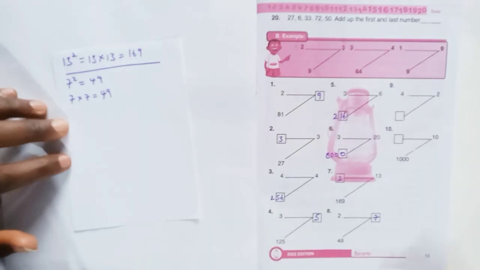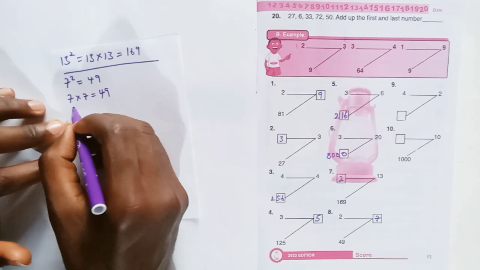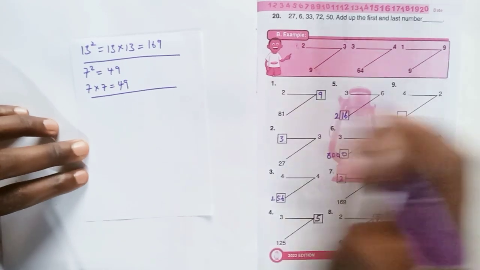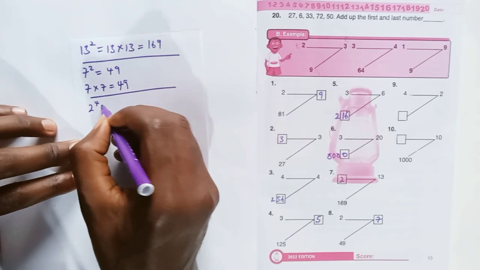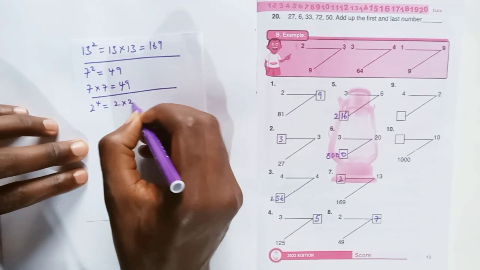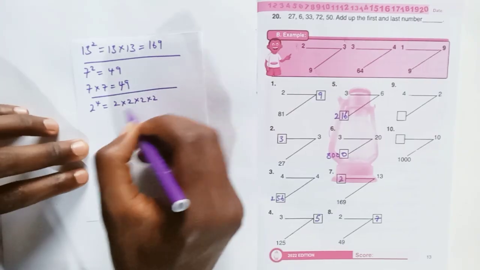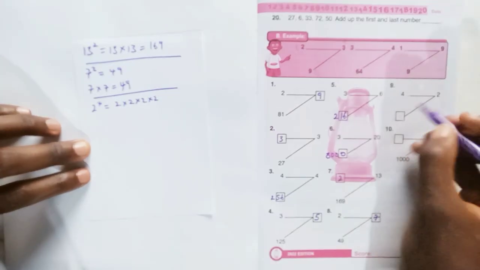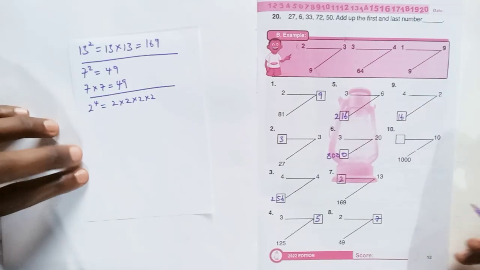Okay. Number 9 now. Number 9, let's see. 2 raised to the power of 4. This is 2 raised to the power of 4. So that's 2 times 2 times 2 times 2. 2 times 2 is 4. 4 times 2 is 8. 8 times 2 is 16. So that will be 16.